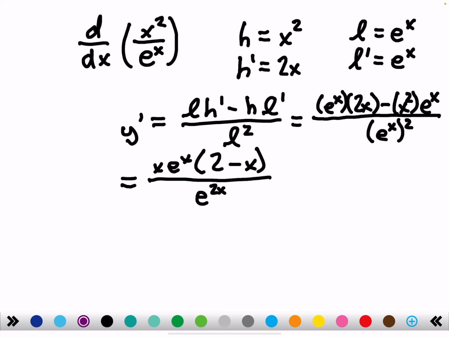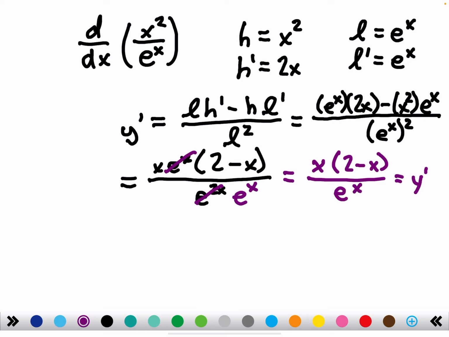Now, if you observe, what we can do is cancel. This e to the x cancels out one of the e to the x's in the denominator, so that leaves e to the x. And your final answer is just x times 2 minus x divided by e to the x. And that is the first derivative. Yay, very good.